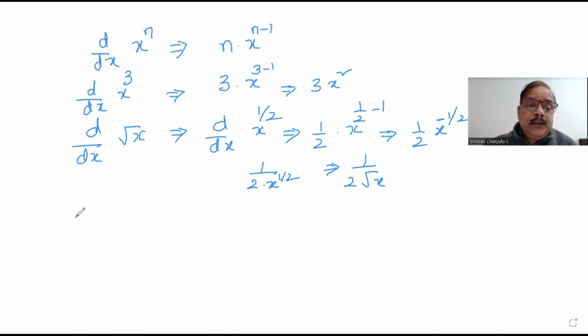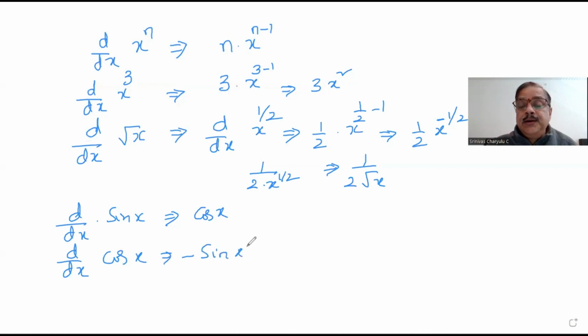Another one we learned in the trigonometry side. D by dx of sin x, we learned as cos x. Then d by dx of cos x we learned as minus sin x. All these things you write down and remember in your notebooks because you have to use them in the sums. D by dx of tan x will become secant squared x. So other trigonometric ratios and differentiations you have to practice and then use the formulae wherever they are required.